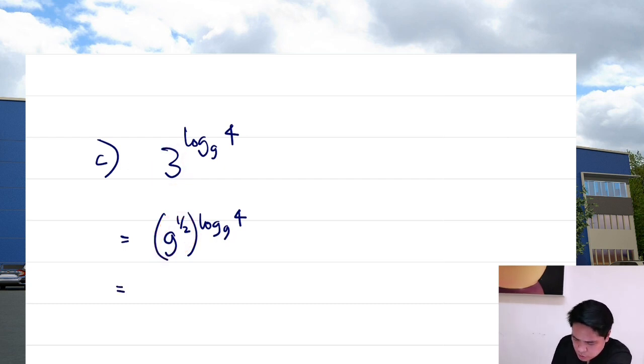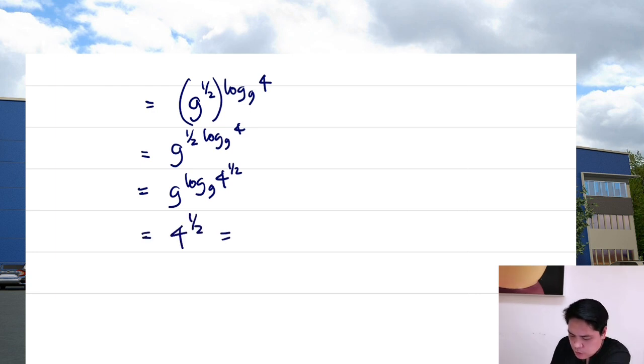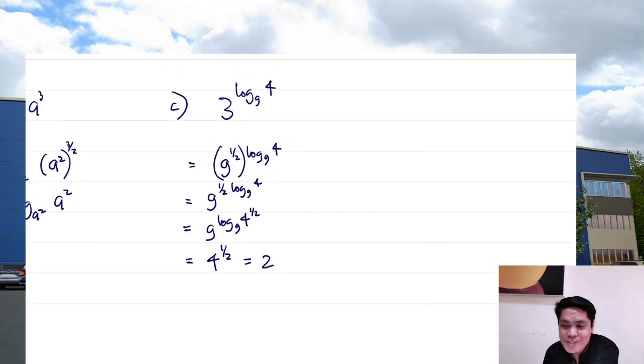Okay? So, I'll rewrite that. That's 9 raised to 1 half logarithm of 4 to the base 9. Okay? So, 9 raised to logarithm of 4 raised to 1 half to the base 9. That would be 4 raised to 1 half or equal to 2. So, the answer is 2.